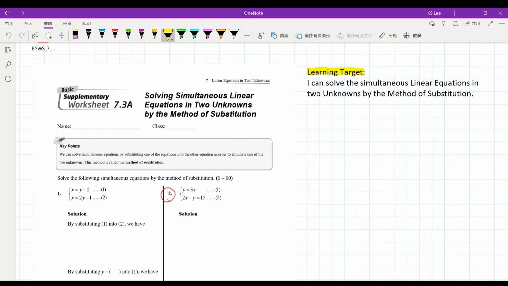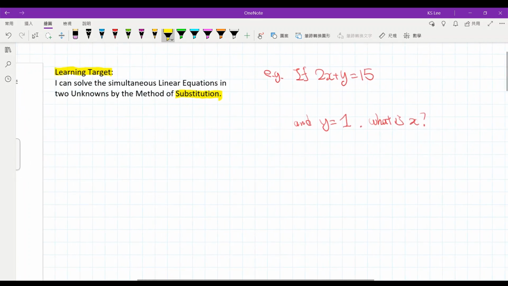So now, do you still remember about the substitutions that we have learned in Form 1? Let's check your understanding using the following example. You can mark it down on your class workbook as well. If 2x plus y equals 15 and y equals 1, then can you find the value of x for me?